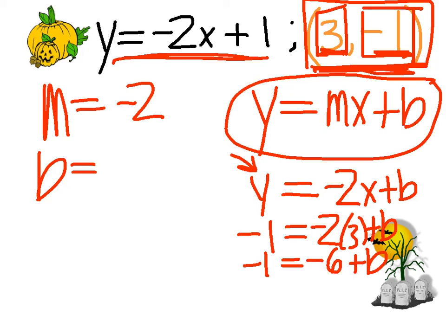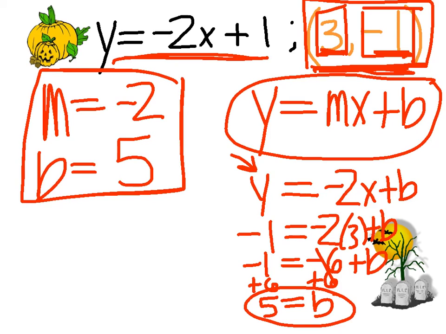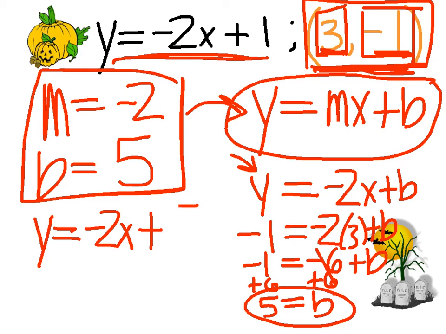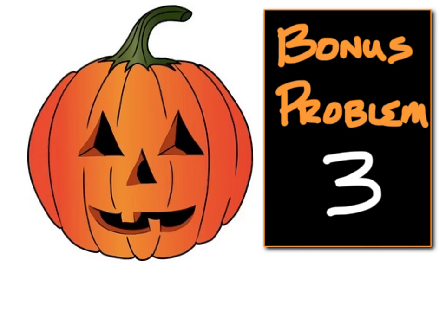How do we get b by itself? You add 6. Right, we're adding 6 to both sides. So on the left side, we have negative 1 plus 6. And on the right side, we have b. So we found our b, which is 5. Okay, now we're going to take these, our m and our b, and put them into y equals mx plus b to find our equation. So we have y is equal to our m, which is negative 2, x plus our b, which is 5. So this is our final equation.